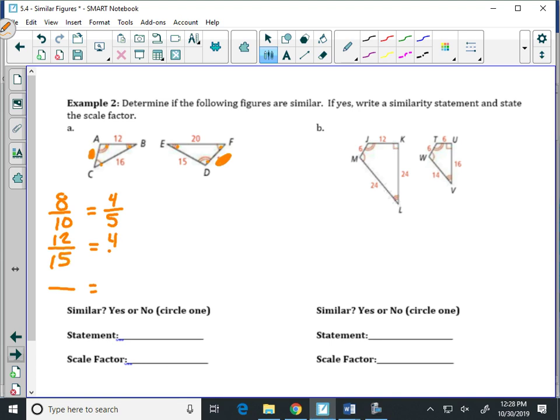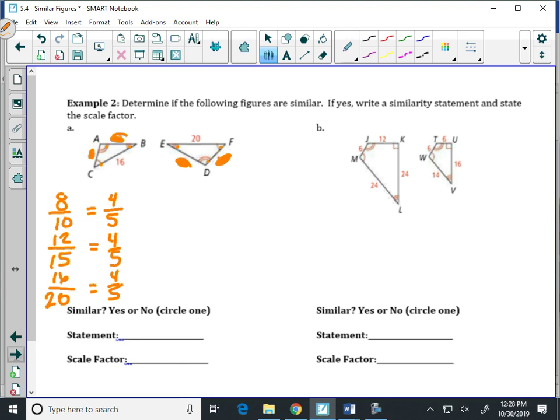So we have to keep going. Just because 2 of them work doesn't necessarily mean the third one's going to work, so you have to check the third one. We used 12, and we used 15. So how do we have to set up that third fraction? 16 over 20. You have to be consistent. We went from little to big, so we're going to do little over big. What does 16 over 20 simplify down to? 4/5.